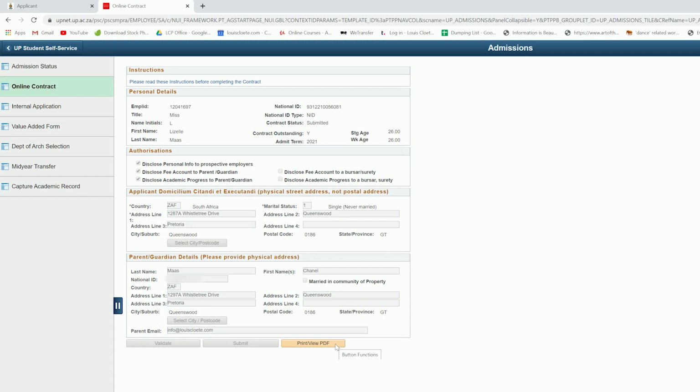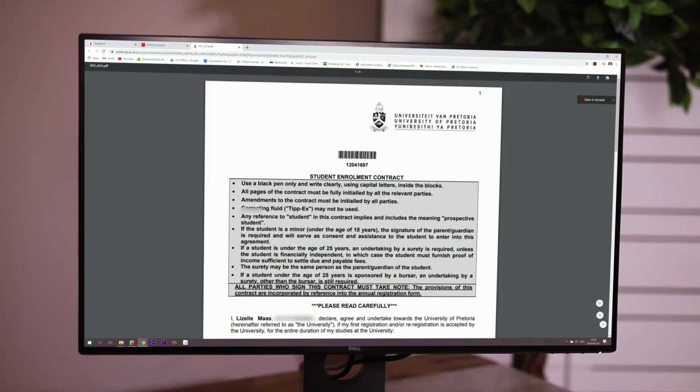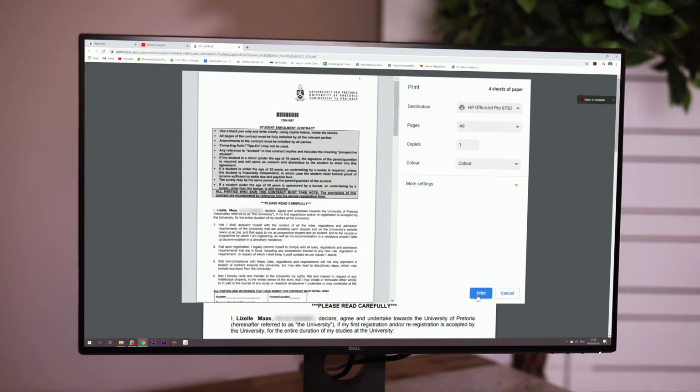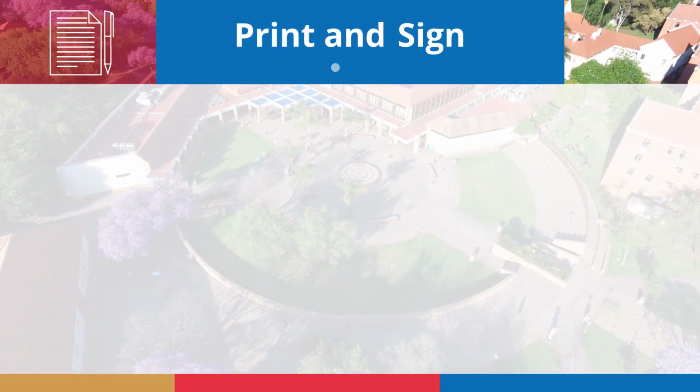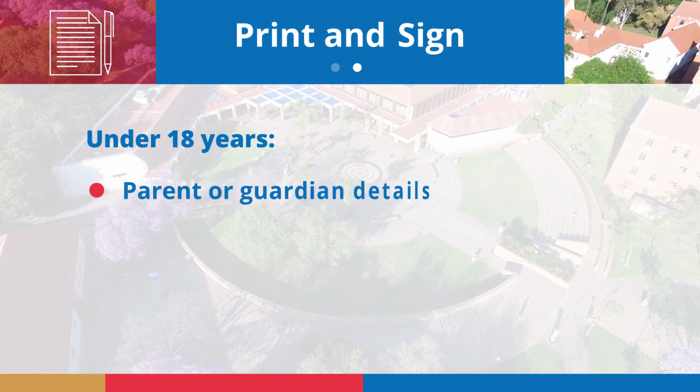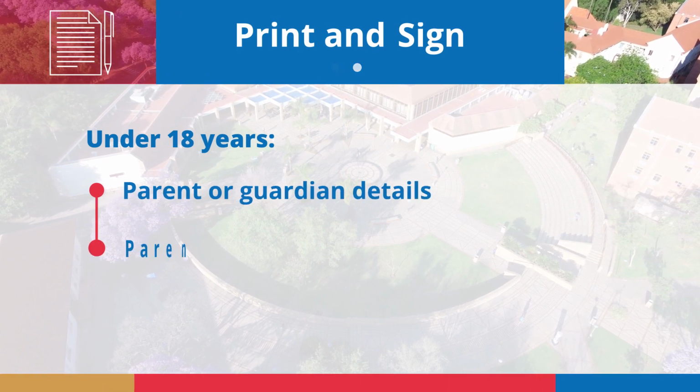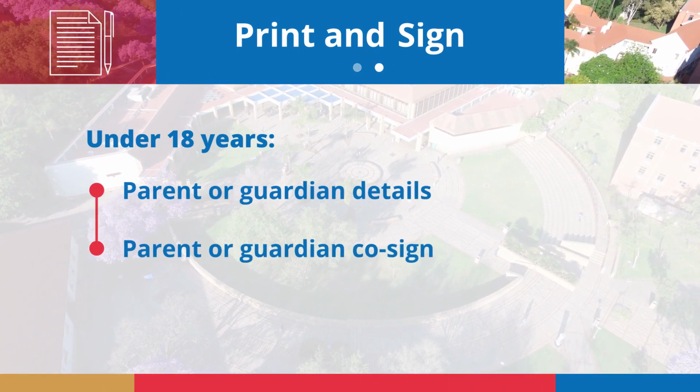After submission, you need to print or view PDF to generate a PDF file of the contract. Print this file, initial and sign it. Also ensure all of the relevant parties have signed. If you are under the age of 18 years, the details of your parent or guardian are required and they are required to co-sign the contract.